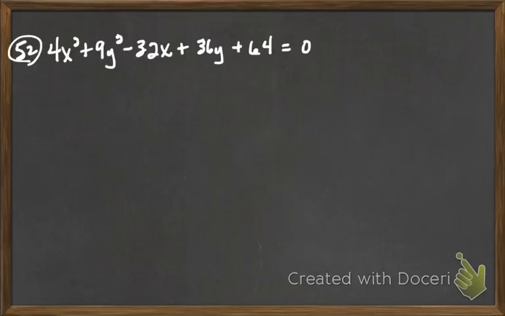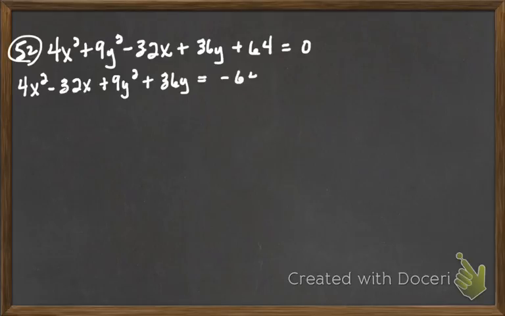So let's group our terms. So we're going to have 4x squared, and then we'll have the minus 32x, and then we'll have the plus 9y squared, and the plus 36y. We'll send our constant to the other side, and it will become a negative 64. So we're grouping our x's to get ready to complete the square. We're grouping our y's to get ready to complete the square, and we're sending our constant to the right-hand side.